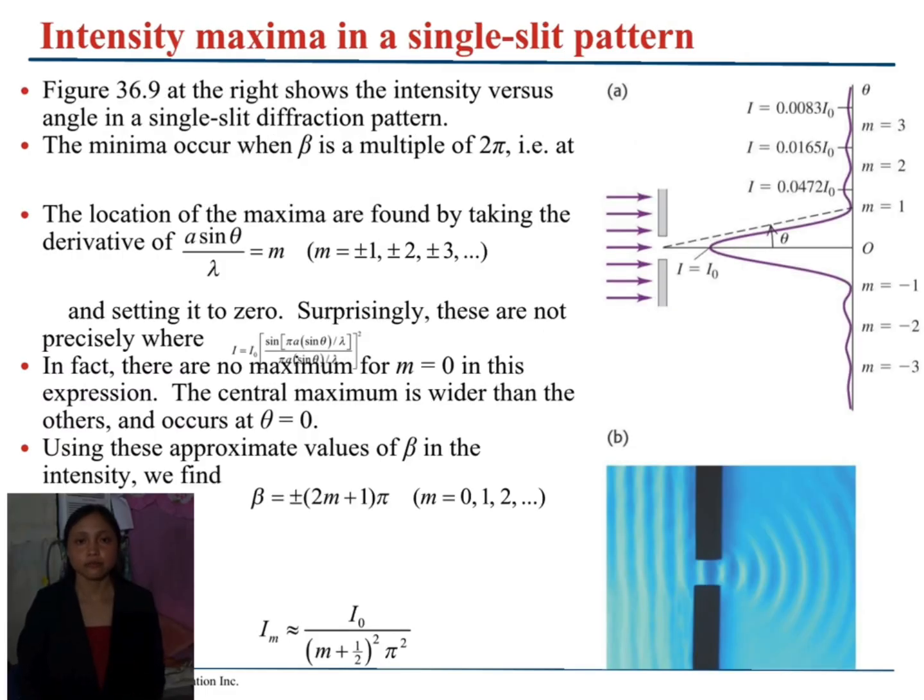The intensity graph shows a dominant central maximum. Notice that the central peak is much wider and brighter than the others. The secondary maxima become weaker as the angle increases.